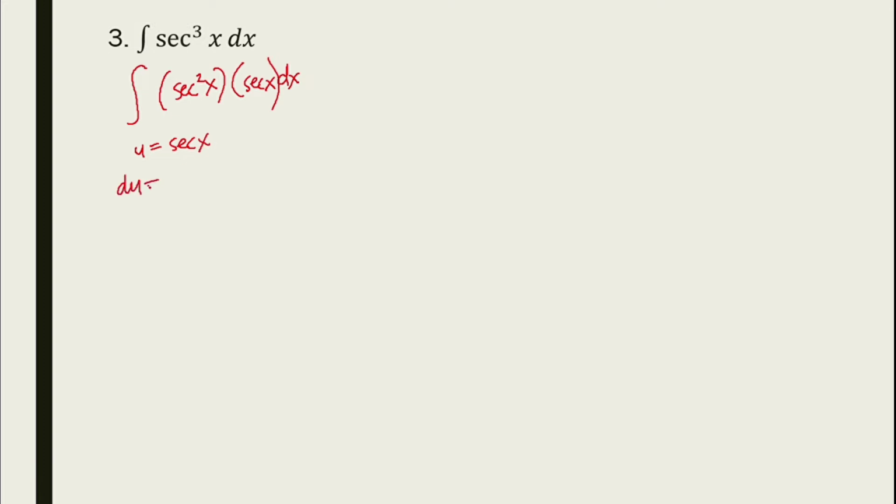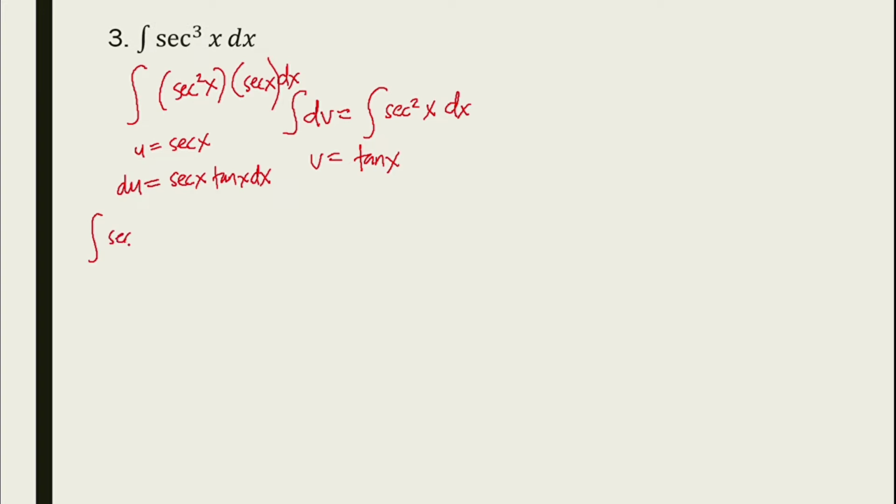Our du is equal to sec x tan x dx. This is the derivative of sec. So the dv, the remaining part when you disregard this one, is the integral of sec squared x dx. So integrating both sides, v is equal to tan x. Okay, now we have to integrate.